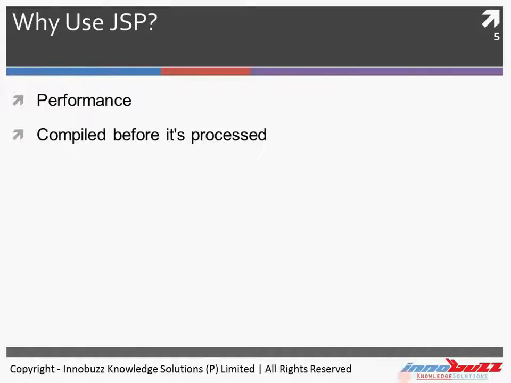Next, compiled before it is processed. That means JSPs are always compiled before they are processed by the server, unlike CGI or Perl, which require the server to load an interpreter and the target script each time the page is requested. So JSP has an advantage when compared to CGI or Perl scripts because it does compilation before it is processed.